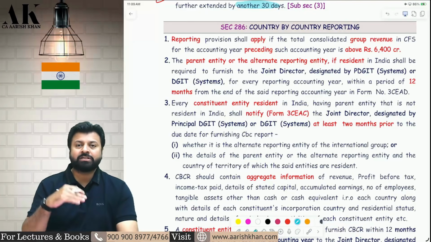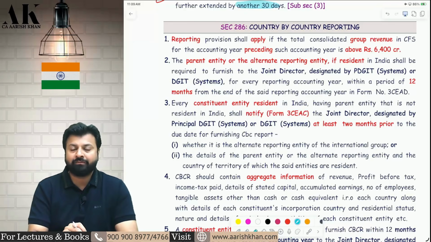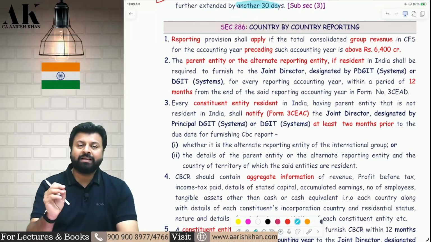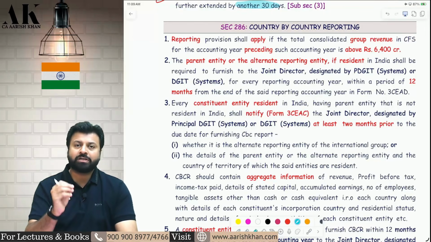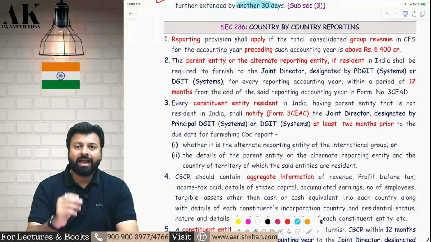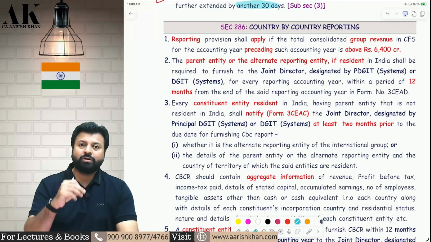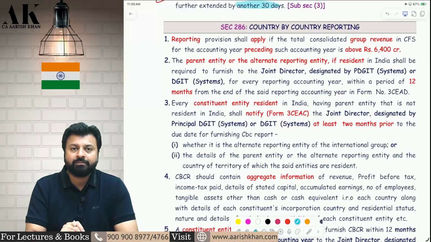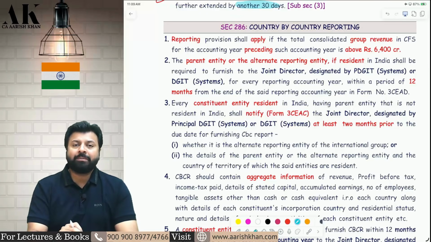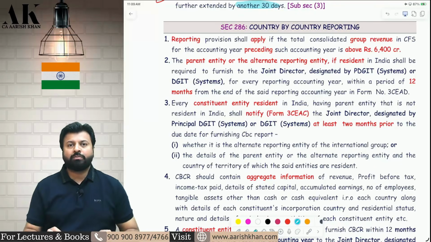And then that country will share CBCR with another nation by entering into an automatic exchange of information agreement. For example, Sony will file CBCR in Japan, and then Japan will enter into an automatic exchange of information agreement with the Indian tax authority, and the Indian tax authority will get the information about Sony Japan. Similarly, Japan will get the information about Reliance Industries from the Indian tax authority. So wherever your ultimate parent entity is, in that country you are going to file CBCR. This is what section 286 is all about.